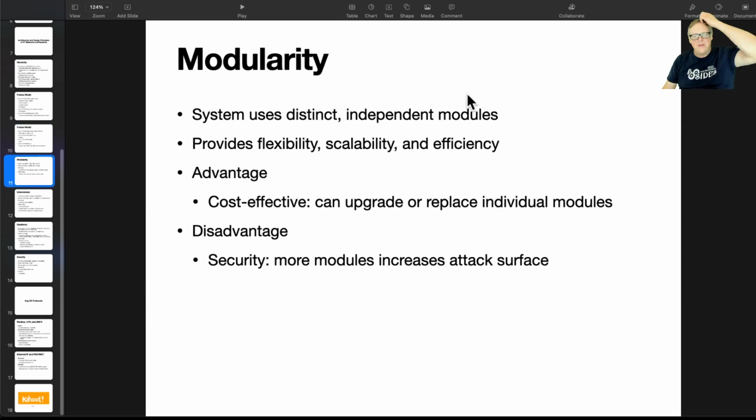So it uses distinct modules. This is always a good idea. It's like you have different modules with different layers of the OSI model, so you can replace one component with another. The disadvantage, of course, is that you might be increasing the attack surface by having multiple different modules working together.